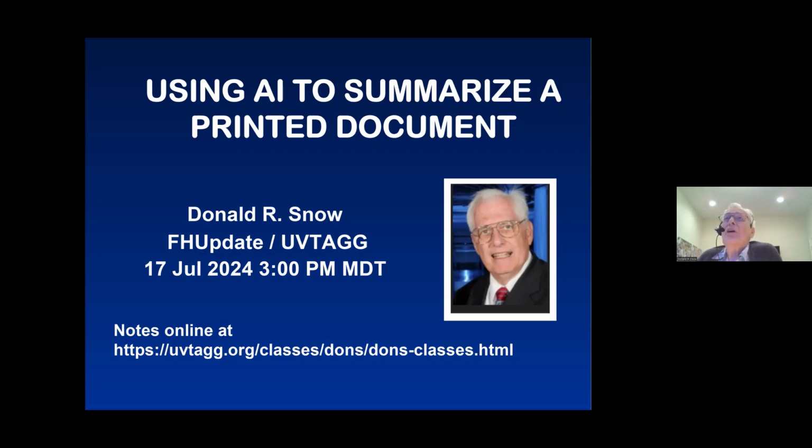Okay, our subject for today is using AI, that's AI, short for artificial intelligence, to summarize a printed document. So if you have a printed document, an article from a magazine, could be a genealogy article, could be from a newspaper, it could be an obituary or whatever, the question is, how do you summarize that using artificial intelligence?